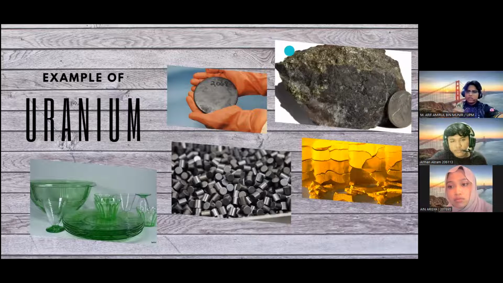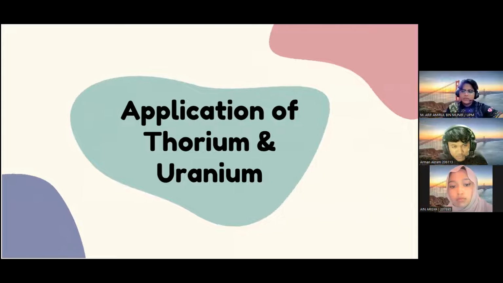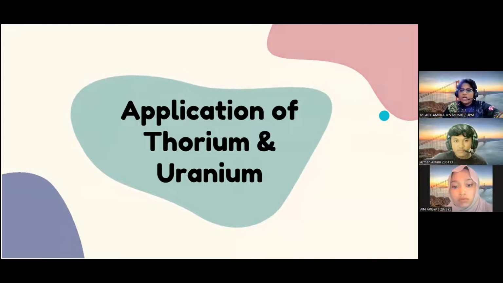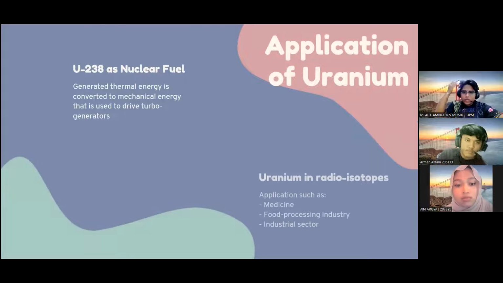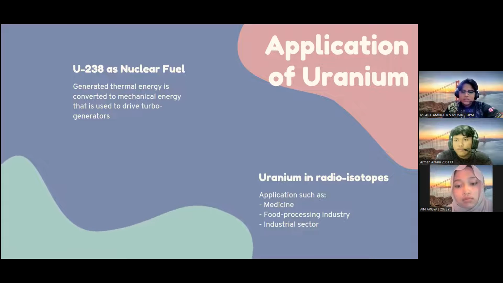Okay, thank you. So now it's my part, where I am going to explain a bit more about the application of thorium and uranium. First, we dive into the application of uranium. Uranium is used as nuclear fuel. It is used in a nuclear reactor to generate electrical power, and electricity generation in a nuclear reactor has many similarities to more conventional electricity generation, in that the generated thermal energy is used to drive the turbo generator.